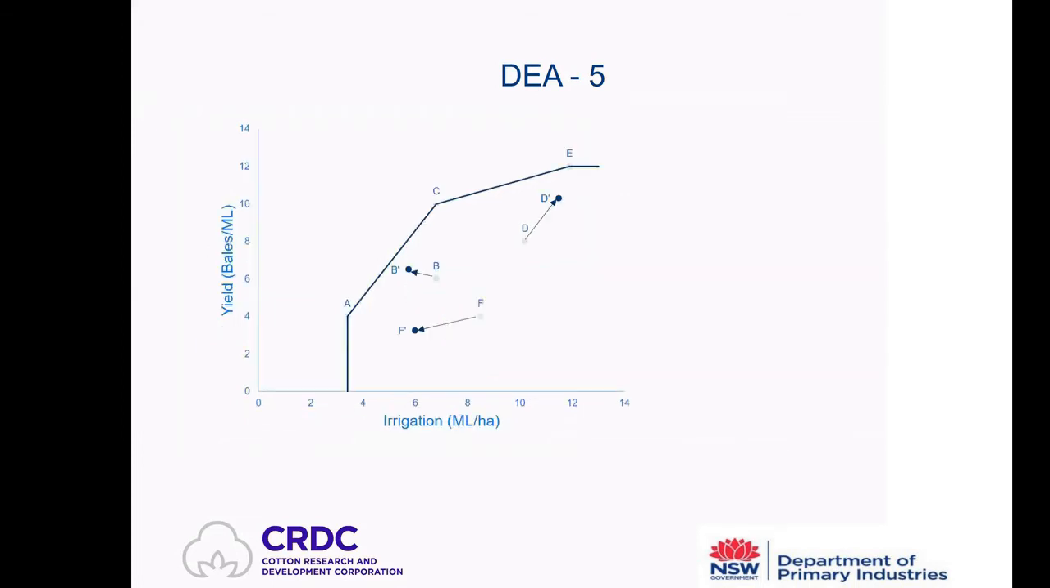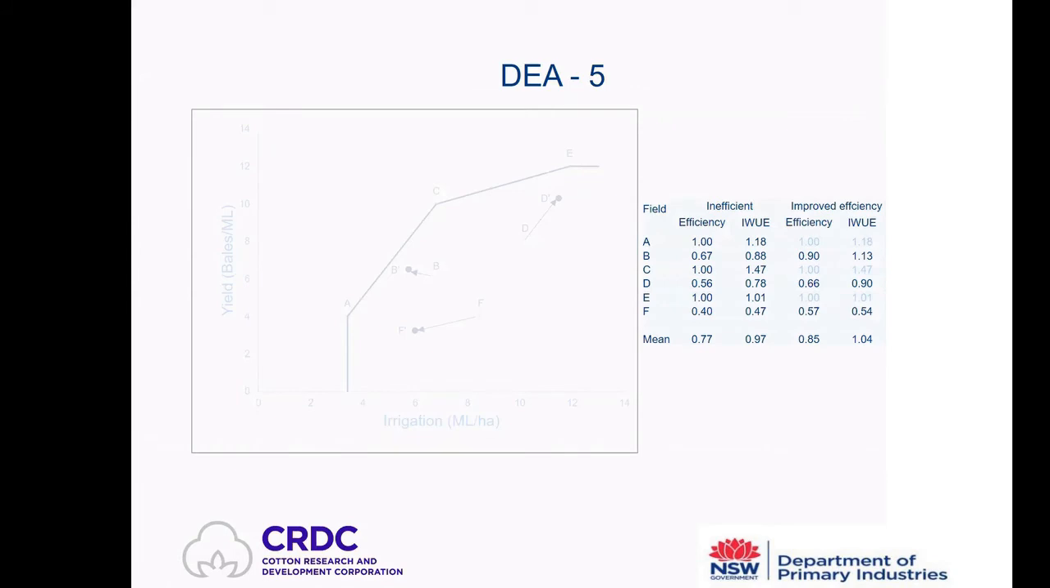Okay, how can we become more efficient? We can do that by moving towards the frontier. You can move in a number of different directions to get there. So field B can move from here to here, field F can move from there to there, field D can move from there to there, generally moving towards the frontier. What impact does that have on their efficiency? As you can see there, they've all improved, gone up to 0.9 in the case of field B, 0.66 in D, and F has gone up from 0.4 as it was in the previous example to 0.75. The overall efficiency of that group of fields has gone up to 0.85.